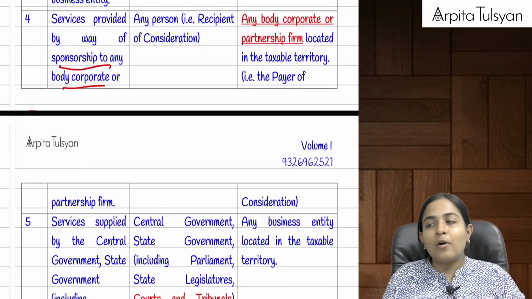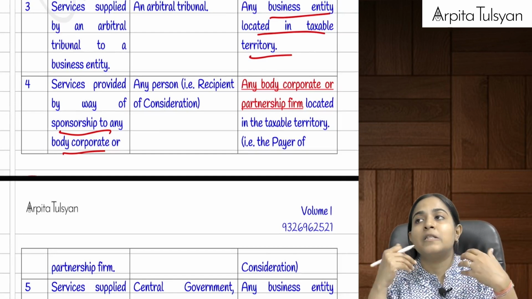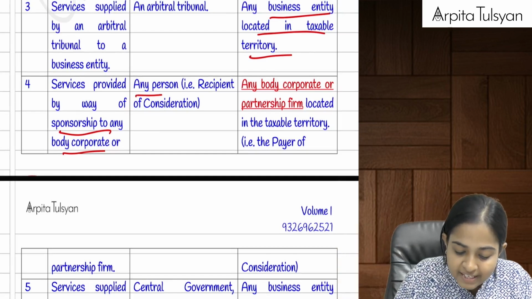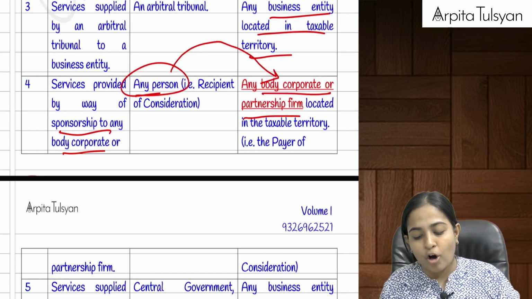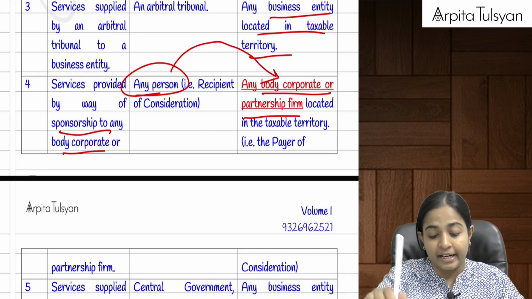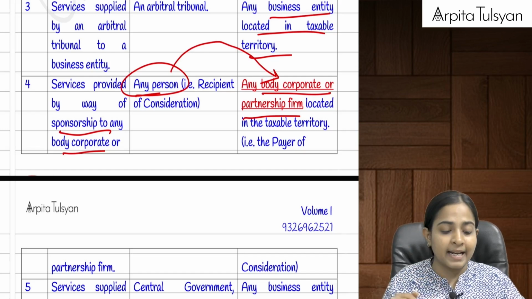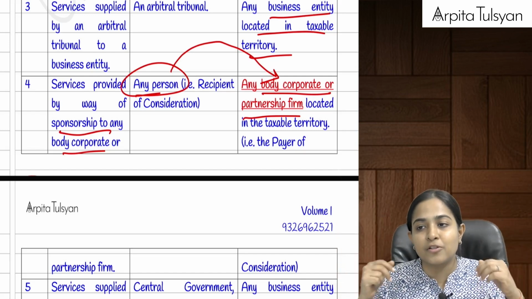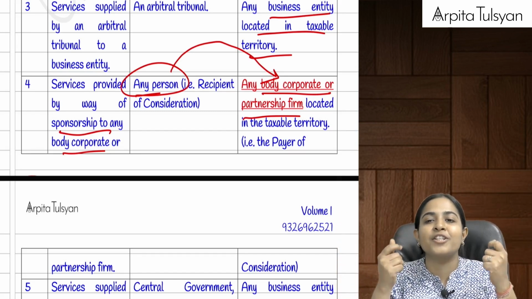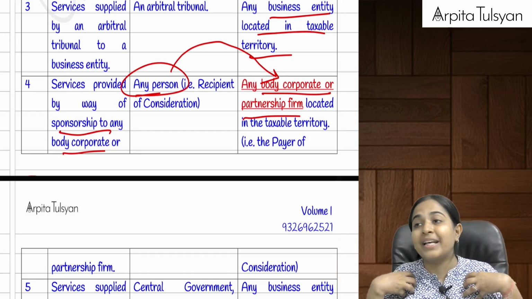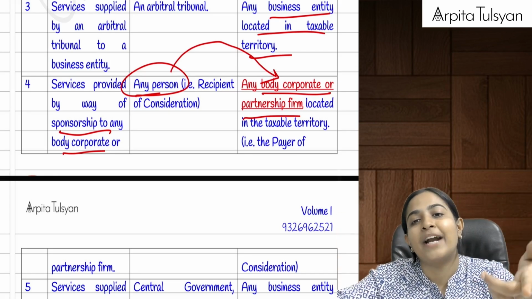Now let's say there is a particular person who is providing sponsorship services to a body corporate or a partnership firm who is located in the taxable territory. Here one thing needs to be very clearly understood: if I am providing sponsorship services to you, and you are going to pay me that sponsorship money, then I am the recipient of that consideration. I am the recipient of that sponsorship money and I am going to do the advertisement for you.